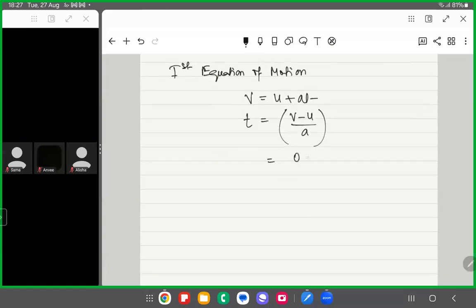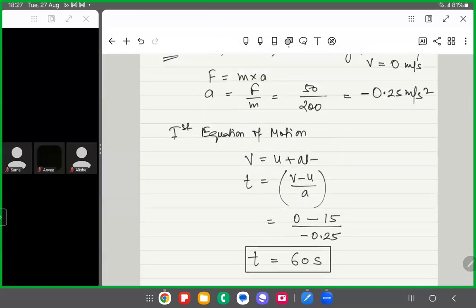So write down 0 minus the initial velocity with which it was moving, which is 15, divided by minus 0.25. The negative acceleration. So this is minus 15 upon minus 0.25, that is 60. So the time taken by the body to stop is 60 seconds, right? Because of this friction force, the body will stop after 60 seconds. Is that clear? So this is the first part of the question.